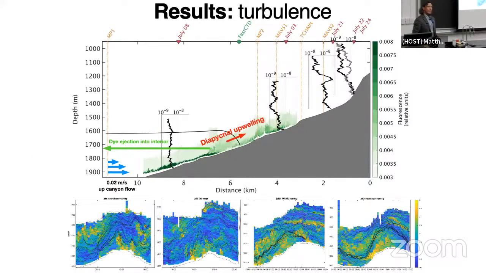Now, the final question that we'll ask ourselves is, can we actually make any sense of the highly detailed turbulence measurements that we made in order to explain any of this? So the dye tells us what actually happened, but it doesn't tell us anything about the processes. And so what we hope we can do with these turbulence measurements is actually understand what's really going on.